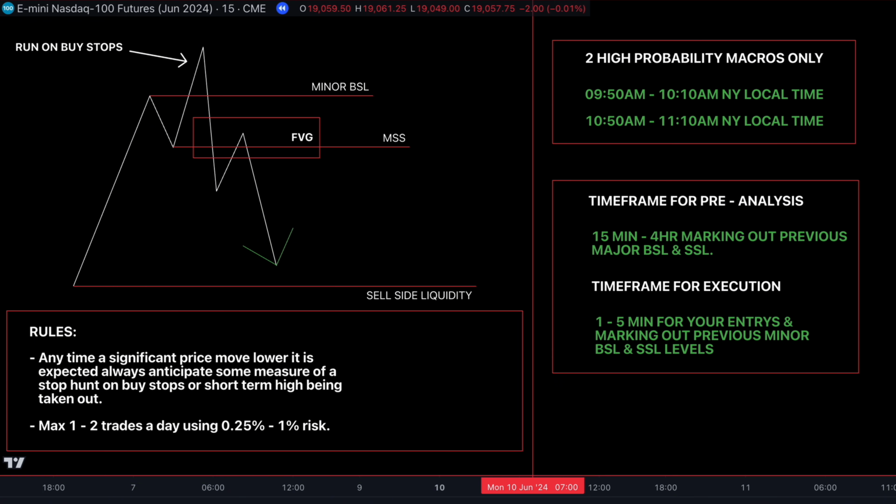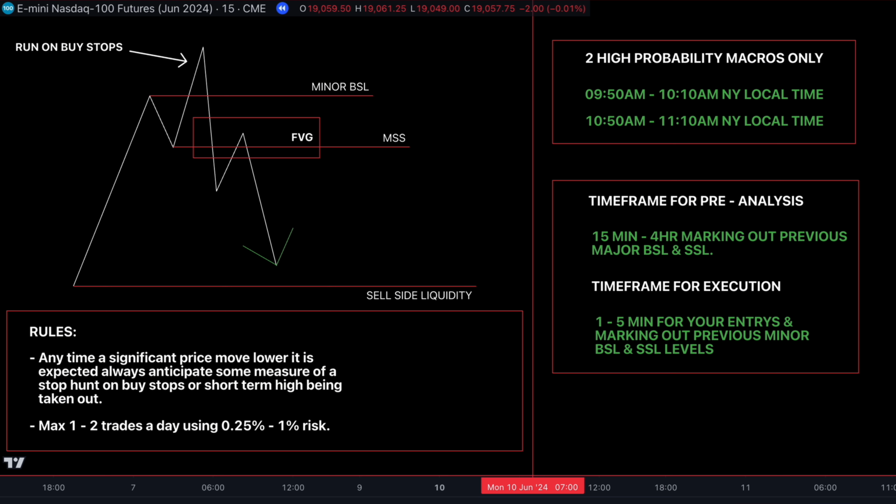And then there's also the second New York AM macro, which runs from 10:50 AM to 11:10 AM New York local time, and that's the second macro. You'll only see us trade in the second macro or the PM macro, which also runs from 2 PM to 3 PM New York local time.